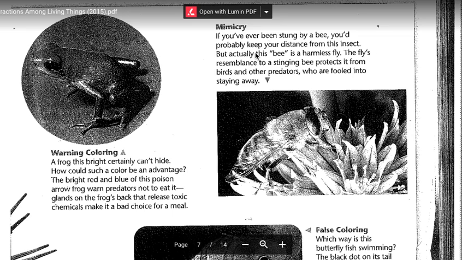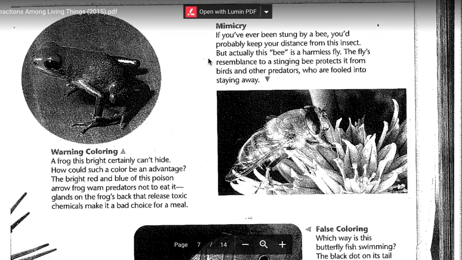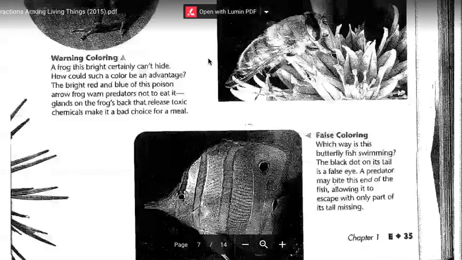Mimicry. If you've ever been stung by a bee, you'd probably keep your distance from this insect, but actually this bee, quote, quote, is a harmless fly. The fly's resemblance to a stinging bee protects it from birds and other predators who are fooled into staying away. Tricky.